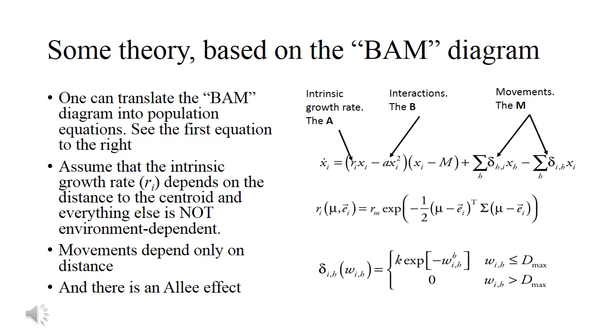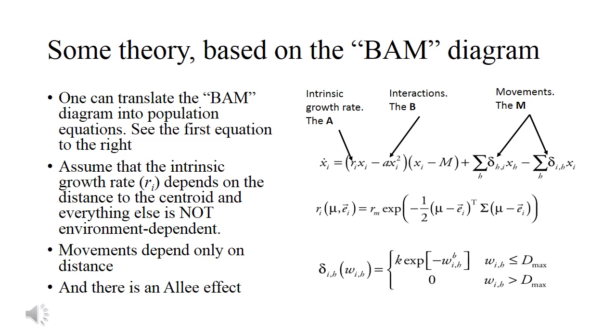Then I have interactions. In this case, it's just self-interactions with the same species, because I am not considering more equations for competition or for predator-prey or for mutualistic interactions. So the interactions term, the second term in the first parenthesis, is the B of the BAM diagram. And finally, I have two sums to describe movements. Movements from a cell to other cells, and movements from other cells to the cell in question. And there is also a second parenthesis in the equation for an Allee effect, which turns out to be very important, but is not considered in traditional niche theory.